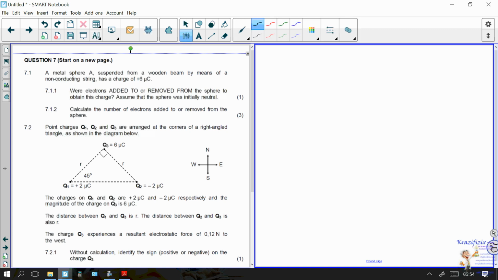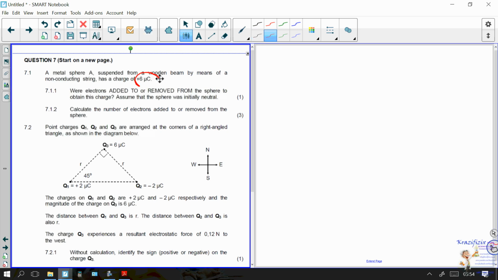All right, let's talk about this. This is the first time we're talking about this conversion in our video. This is 6 times 10 to the power negative 6 coulombs. If it is nano, then it becomes negative 9. Were electrons added or removed from the sphere to obtain this charge? Assume the sphere was initially neutral.